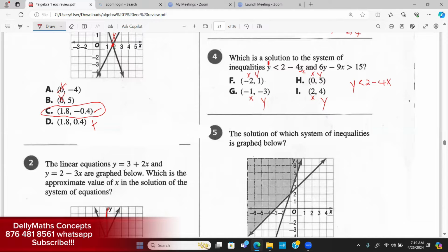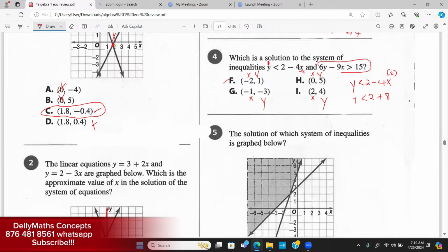I'm going to substitute now. So if I substitute -2 here, this becomes +8, right? So y is 1, so I'm going to put 1 here. 1 is less than 2 plus 8. Is that true? Yes, that is actually true. So that means I'm ticking this, but I'm going to have to check it on the other side here with this to see if it is correct too.